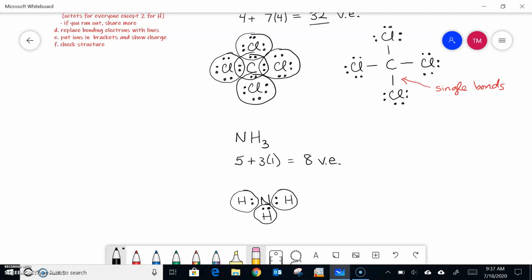Okay, so we still have 2 electrons to work with. We don't want to put them on the hydrogens. We'll go ahead and put them on the nitrogen. And luckily that helps us, because that then gives our nitrogen an octet. So that fills up the noble gas configuration for nitrogen. So this looks good. Again, now we're just going to go ahead and replace all of the bonding electrons with lines to clean up our structure a little bit and show that lone pair on the nitrogen.